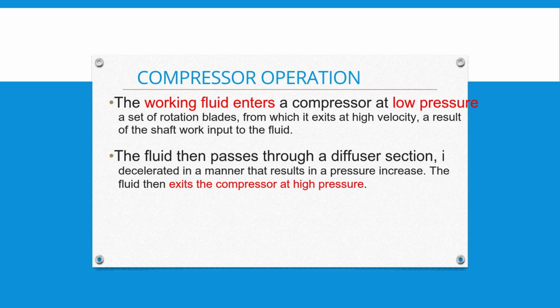For a fluid, it enters a compressor at low pressure, moving into a set of rotation blades, from which it exits at high velocity, a result of the shaft work input to the fluid. The fluid then passes through a diffuser section, in which it is decelerated in a manner that results in a pressure increase. The fluid then exits the compressor at high pressure.